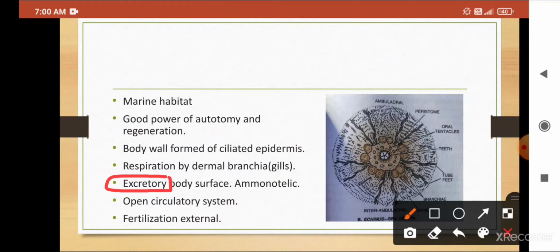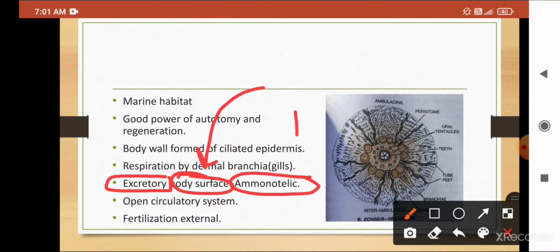In phylum Echinodermata, excretion occurs directly through the body surface. It means the body surface can remove the waste material directly into the water. And whenever they excrete, the waste consists of ammonia, that is NH4. So they are also known as ammonotelic animals.